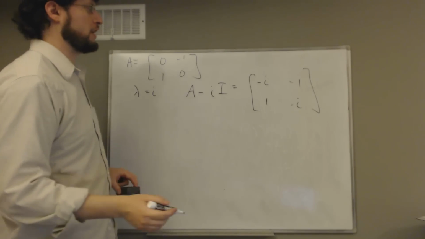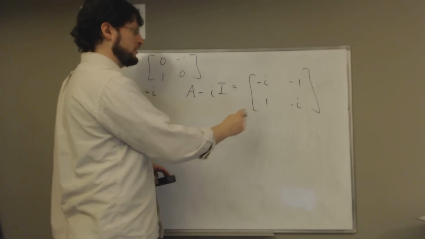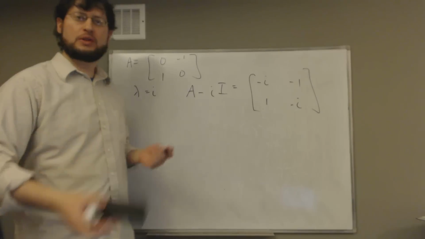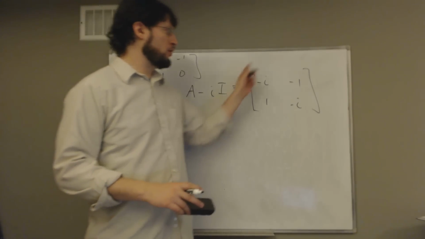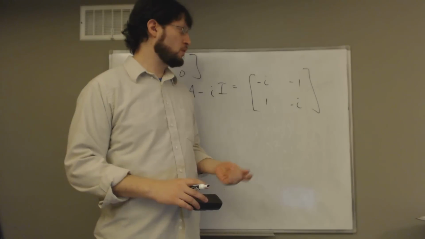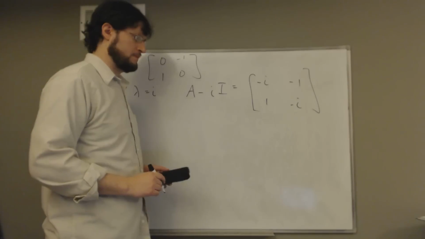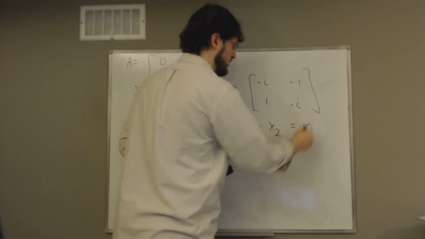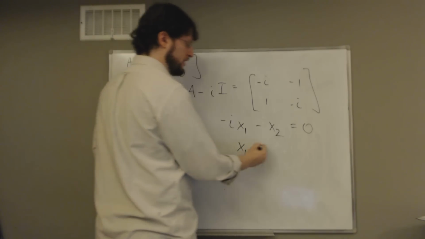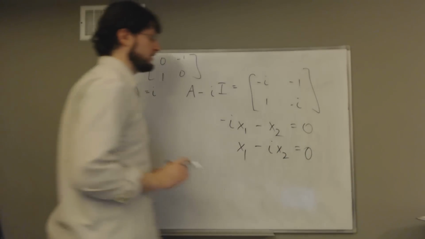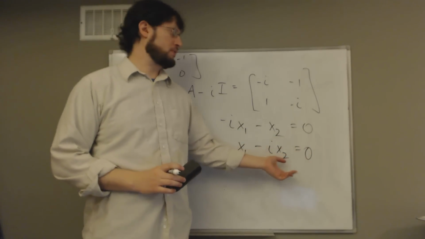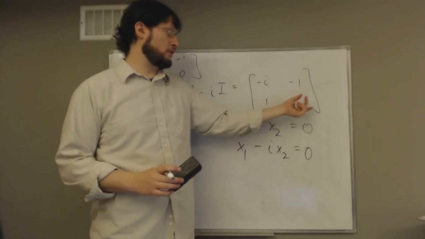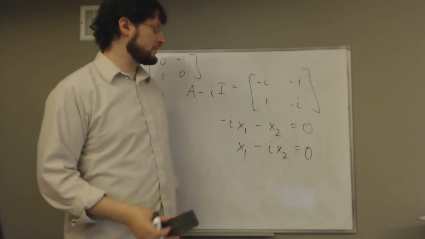So let me point out a trick that allows us to make things work a little bit easier. We know that i is an eigenvalue, which means that we must have an eigenvector, which means we must have a non-trivial solution, which means we must have a free variable. So this system becomes negative i x1 minus x2 is 0, and x1 minus i x2 is 0. But we know that we have a free variable because this system has an eigenvalue, so therefore it has an eigenvector, so therefore the system has a non-trivial solution, so it has a free variable.